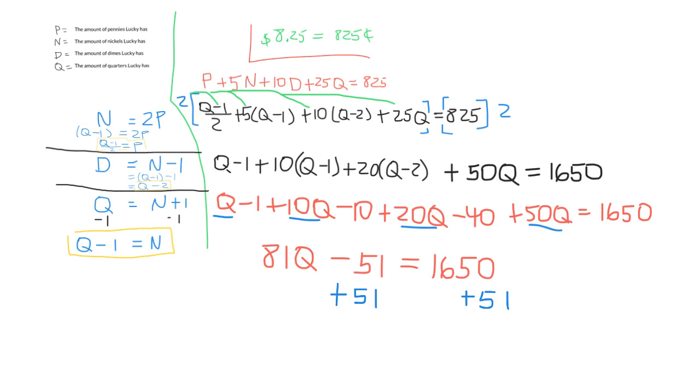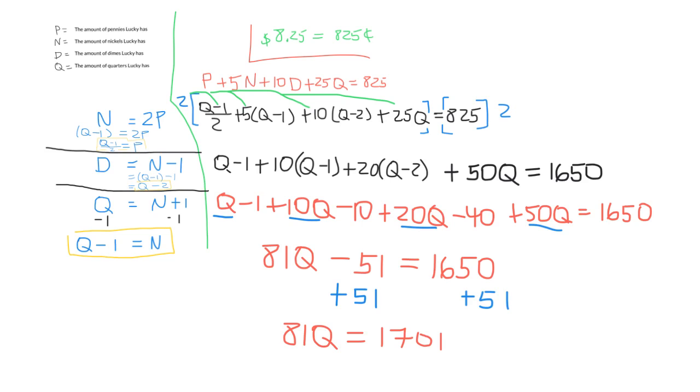And what we have as a result is 81Q equals 1650 plus 51. Now that is 1701. All right, now I know that that's 1701, but I like to just say it like that, it's easier on my brain to just say the numbers.